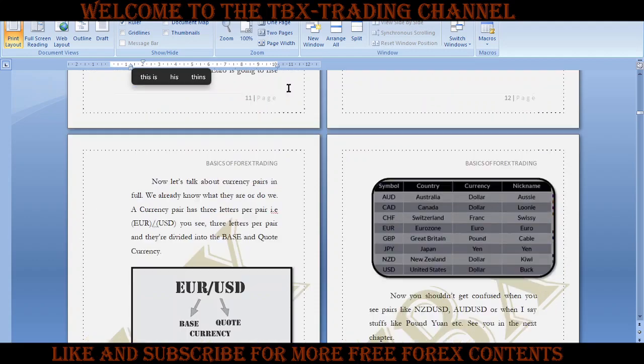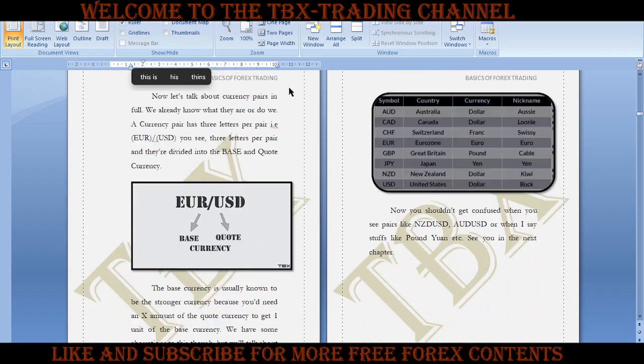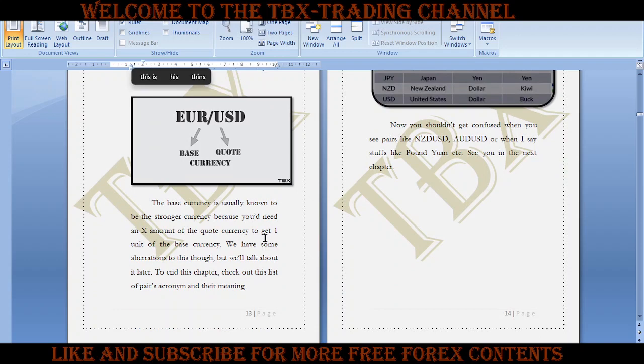So let us skip all this. We're talking more about currency pairs. As you can see, this is a base currency and this is a quote currency. So what is a base currency and what is a quote currency? A base currency is actually, let's call it the stronger currency, or let's call the quote currency the weaker currency. In short, you need an X amount of the quote currency to get the base currency.